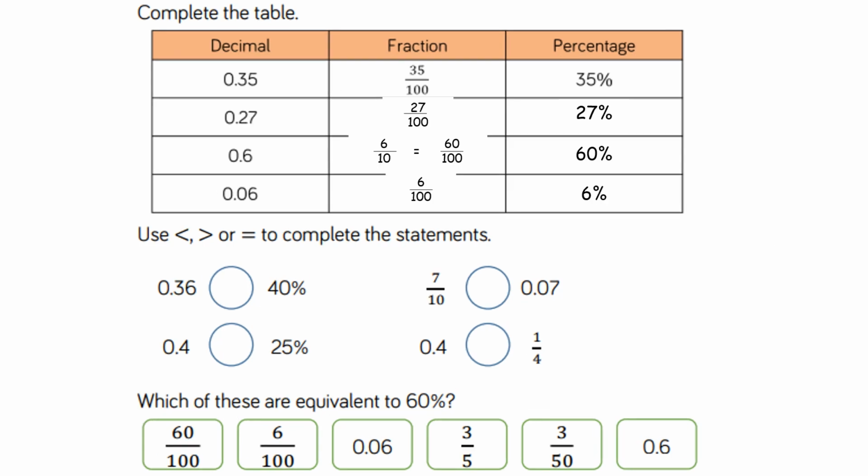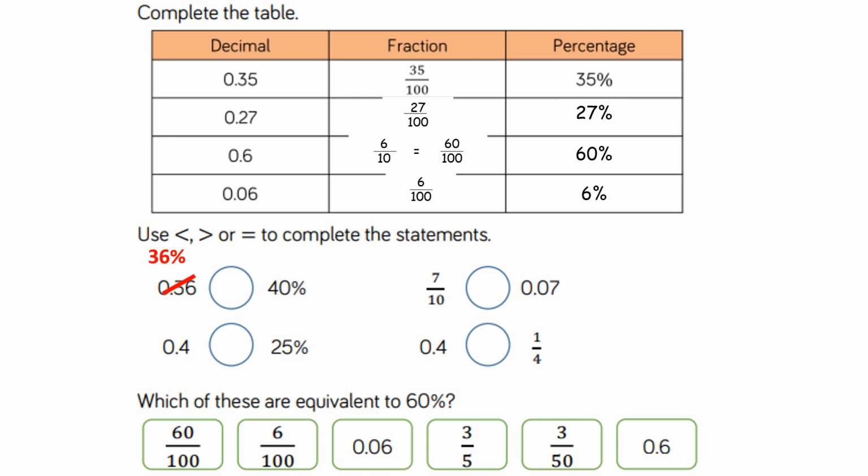Okay, so let's have a look at the answers then. 0.27 is the same as 27 hundredths, which is the same as 27%. 0.6 is the same as 6/10, which is equal to 60 out of 100, which is 60%. And then 0.06, well that 6 there is in the hundredths column, so it's the same as 6 out of 100, which is 6%.